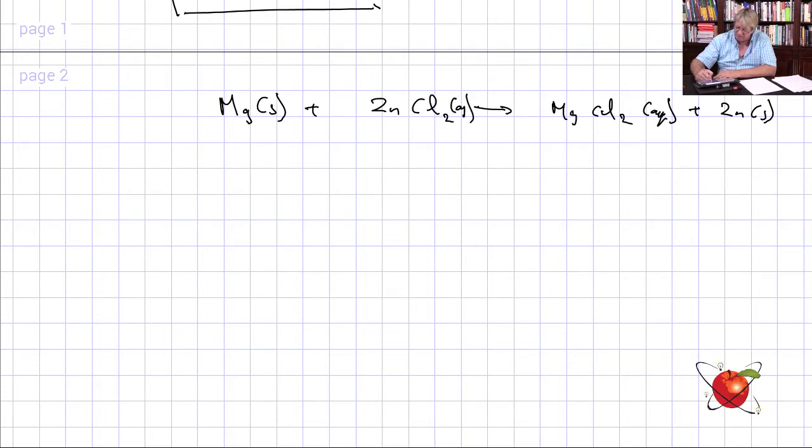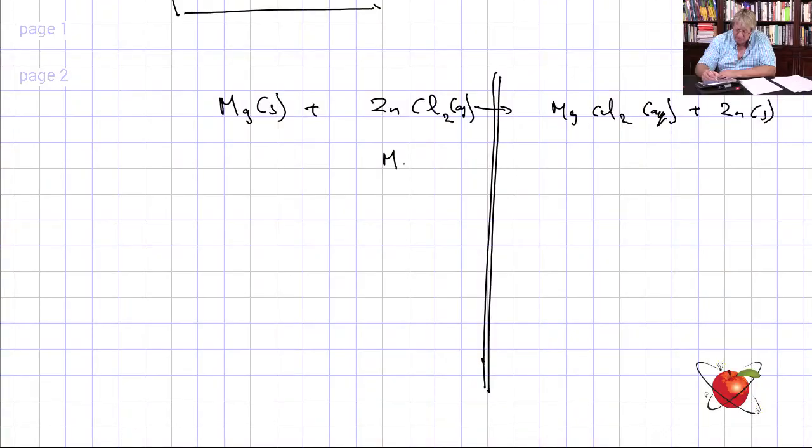Now, once again, let's just look at the situation. What actually have we got on this side? We have got an Mg that is solid. We have got a zinc that's aqueous. If it's aqueous, what does it mean? It means it's in its ionic form. It has dissociated. So it becomes a Zn2+ ion.